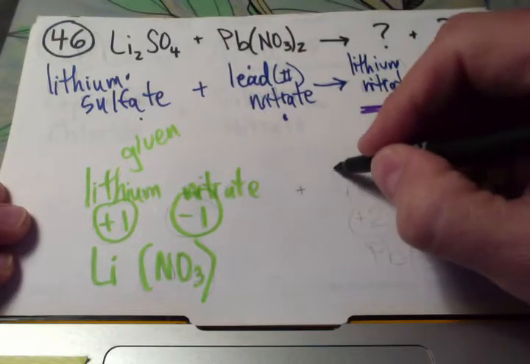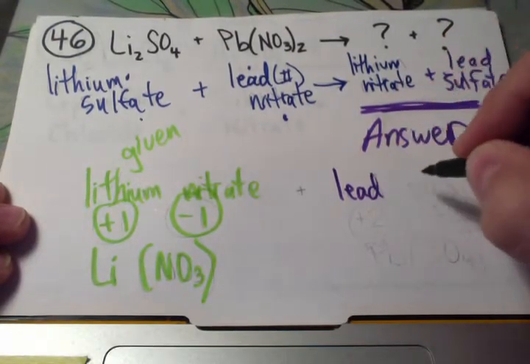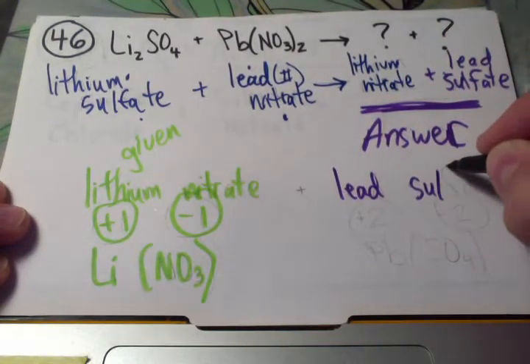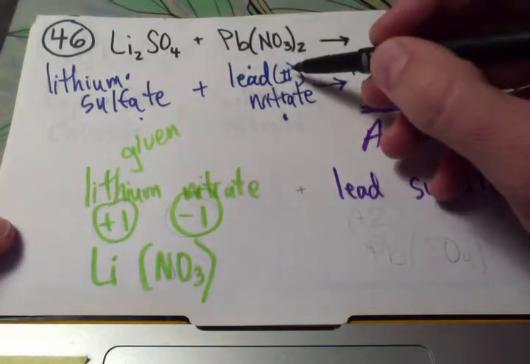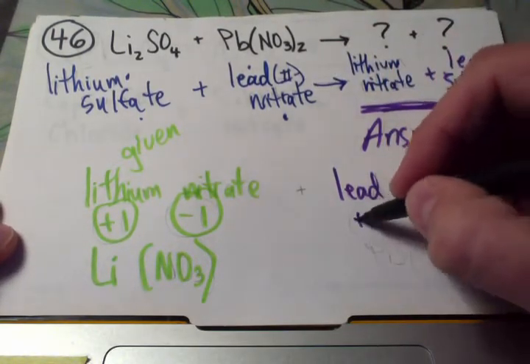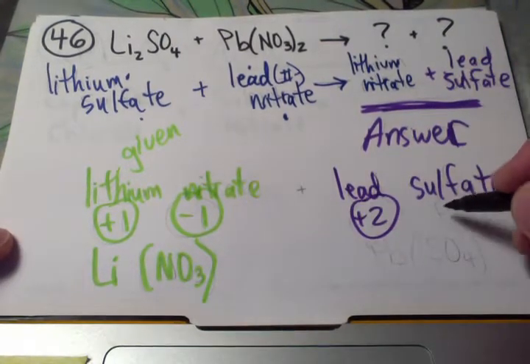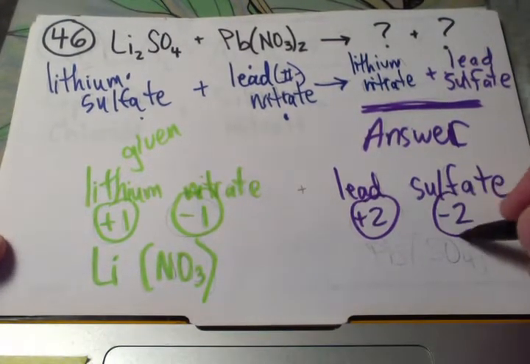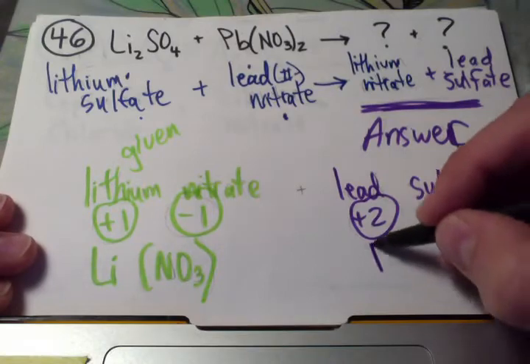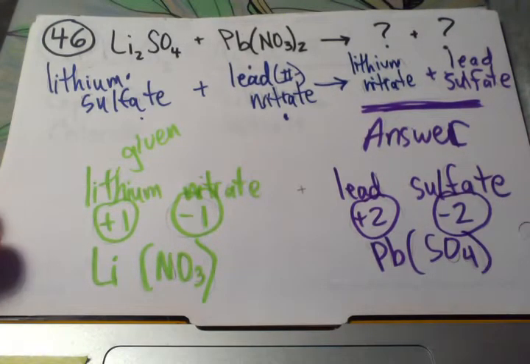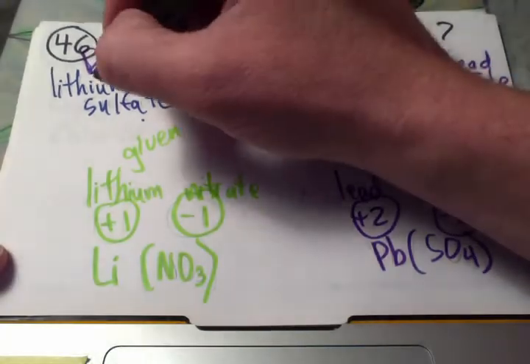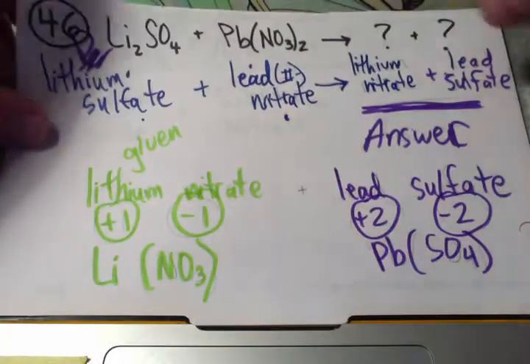My lead sulfate. Well, like I said, you knew from over there that lead was +2. Another way you know is the sulfates were -2s. So yeah, I drew 1 lead and 1 sulfate. Done on that one, it looks like.